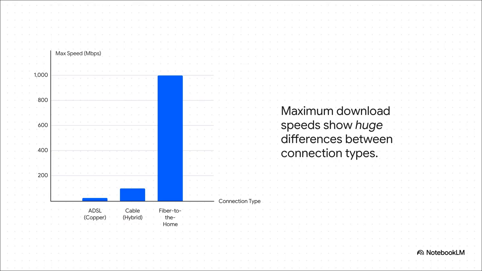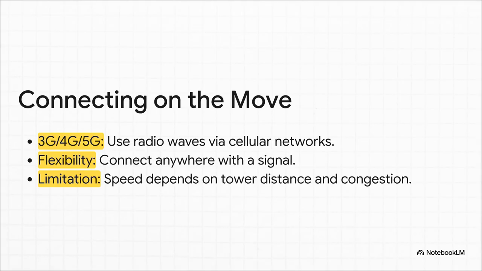A hybrid cable connection can bump that up to around 100, but a full fiber-to-the-home setup, we're talking over 1,000 megabits per second. That's the difference between waiting for a movie to buffer and downloading the whole thing in seconds. Literally.